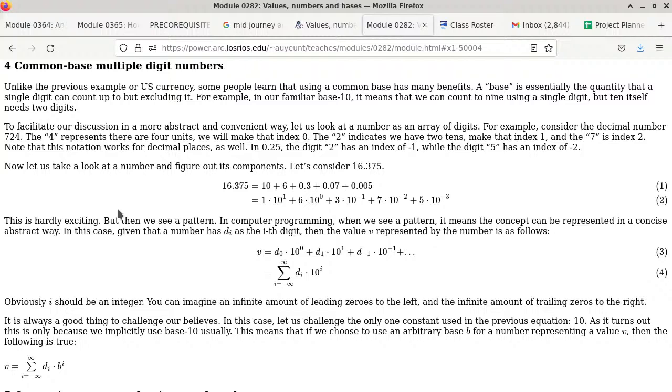I don't think that first line should be a challenge to anyone in this class. But then I look at all of those things and say, hey, 10 can be rewritten as 1 times 10 to the power of 1. 6 can be rewritten as 6 times 10 to the power of 0. 0.3 can be rewritten as 3 times 10 to the power of -1, and so on.